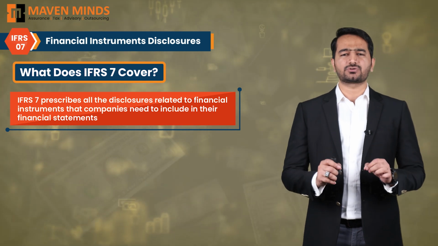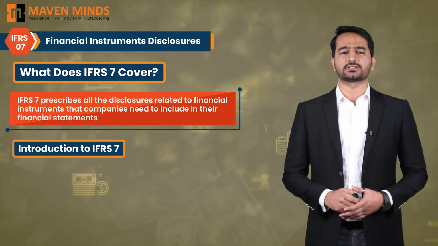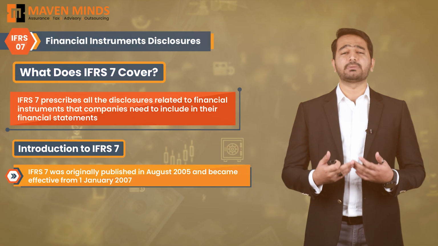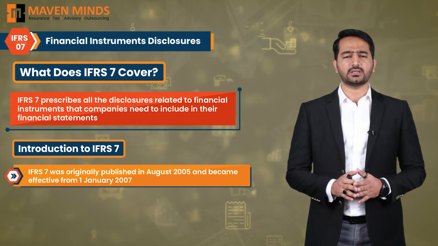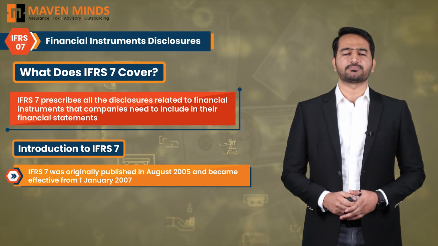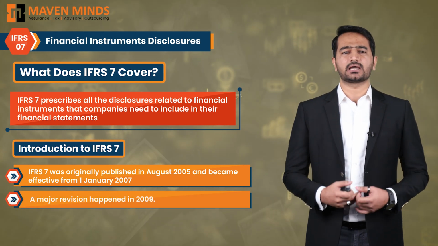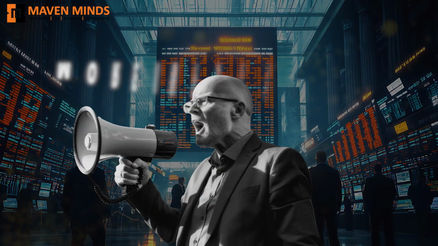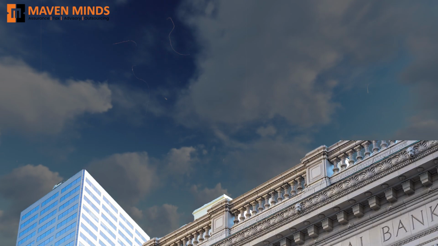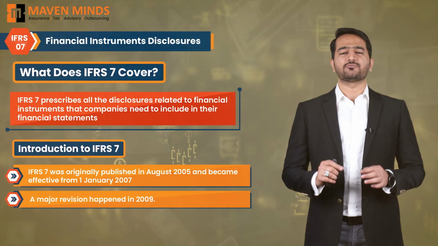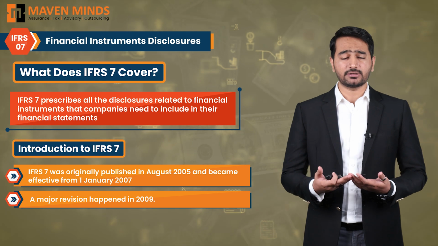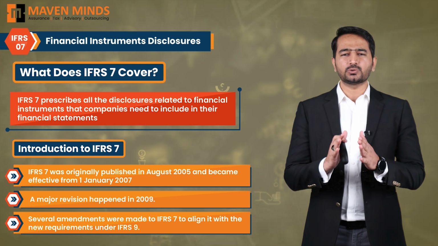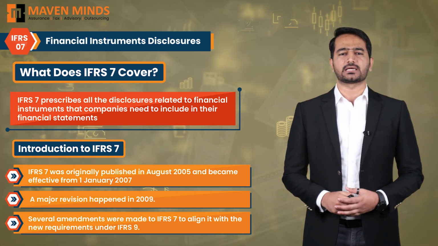Let me give you a bit of history on IFRS 7 before we go any further. IFRS 7 was originally published in August 2005 and became effective from 1st January 2007, replacing the old standard IAS 30. A major revision happened in 2009, right after the global financial crisis began. Investors started demanding more information about the financial instruments that are held by the banks and the companies. And finally, with IFRS 9 becoming mandatory from 1st January 2018, several amendments were made to IFRS 7 to align it with the new requirements under IFRS 9.